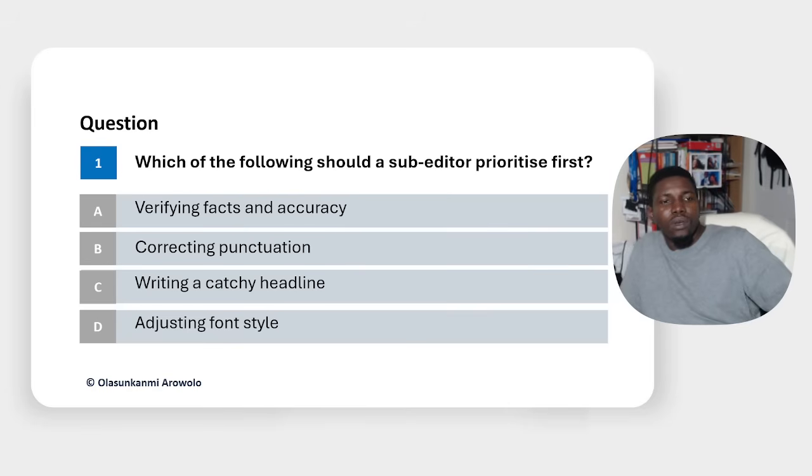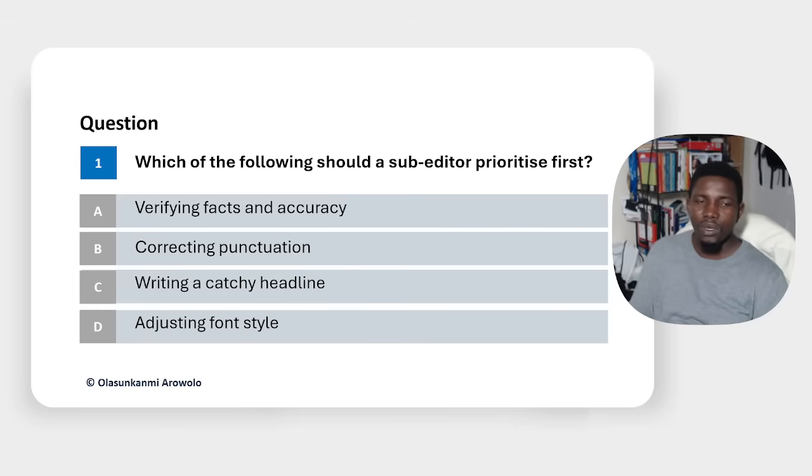All right. Next question. Which of the following should a sub editor prioritize first? Should it be verifying fact and accuracy, correcting punctuations, writing catchy headlines, or adjusting font styles? Which is very important? You could correct punctuations and still have unverified parts. You could write a catchy headline and still have unverified parts. Or adjust font size but be full of errors. So the answer will be verifying fact and accuracy. This is very important so you don't get into trouble as a news organization.